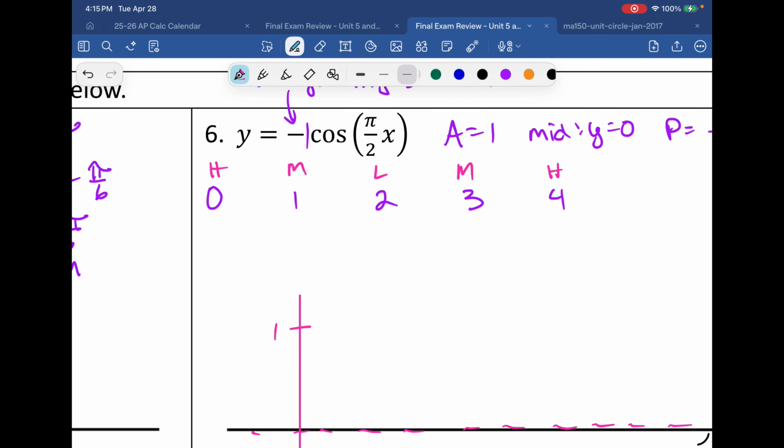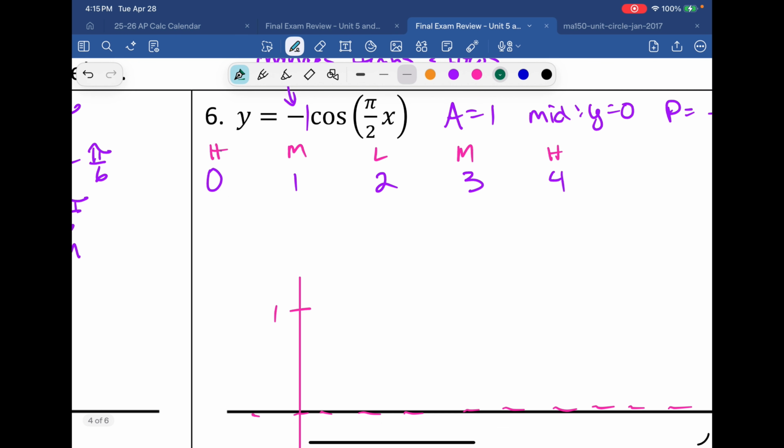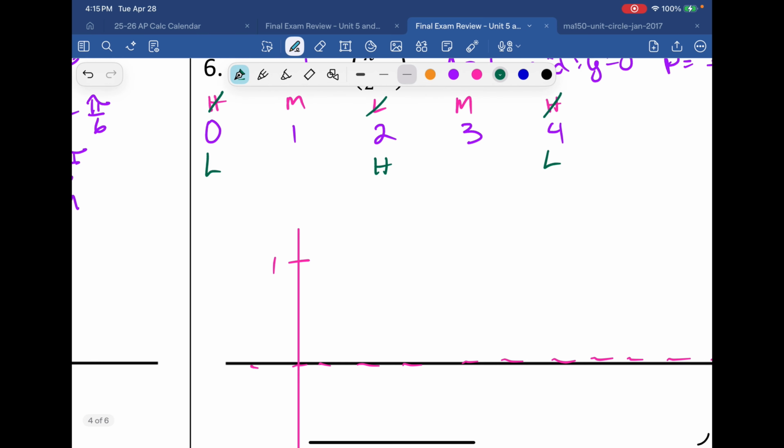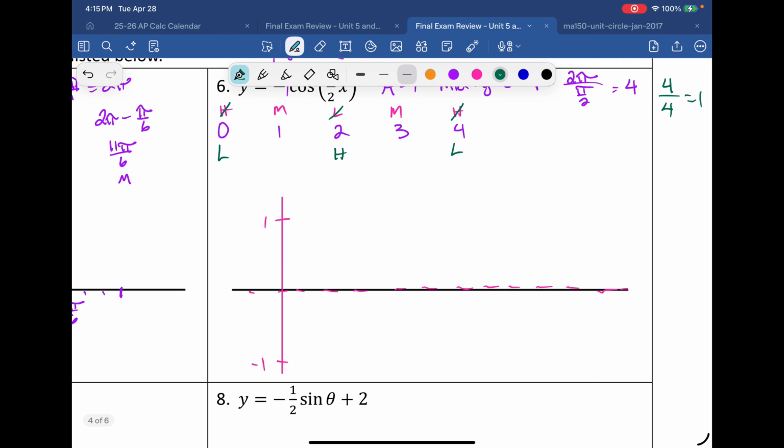However, the negative switches the highs and the lows, so it starts low, then goes mid, then high, back to mid, back to low. All right, so I'm going to scale. I got 0, 1, 2, 3, 4. So 0 starts low, 1 mid, 2 high, 3 mid, 4 low.